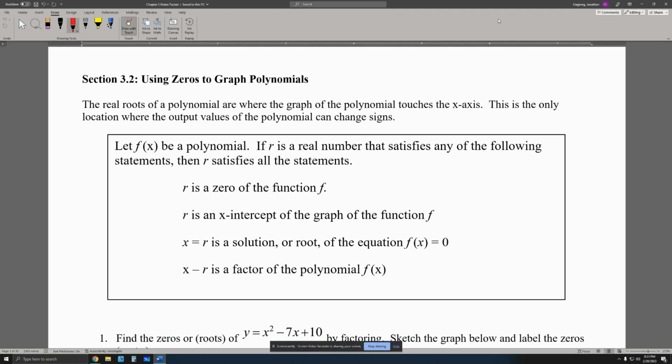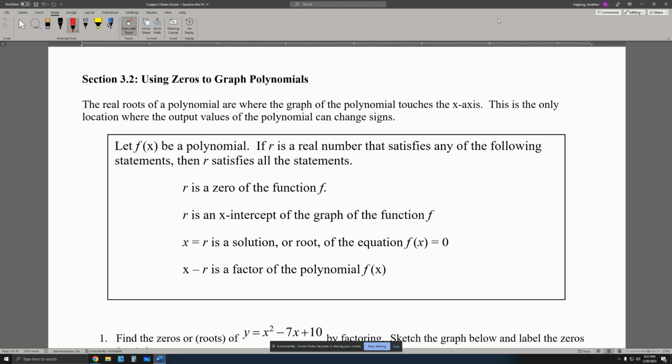Hi everyone. Today we're going to be continuing our notes in 3.2 on polynomials and their graphs, and I want to talk about using zeros to graph the polynomials. We'll start with this idea of roots. The real roots of a polynomial are where the graph of the polynomial touches the x-axis. This is the only location where the output values of a polynomial can change signs. So when we talk about roots or zeros or x-intercepts, know that these concepts are pretty synonymous.